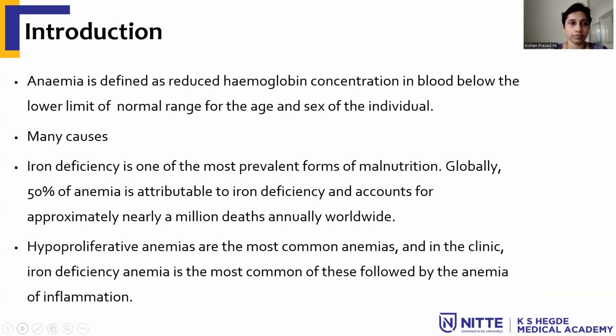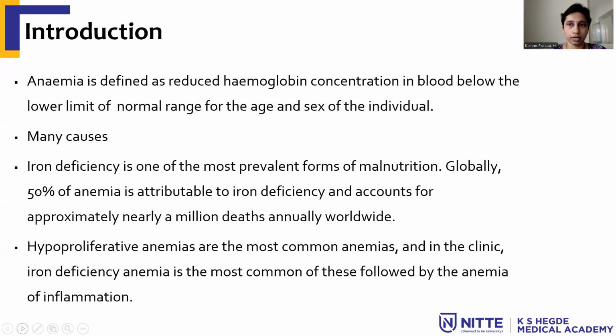So what is anemia? Anemia is defined as reduced hemoglobin concentration in blood below the lower limit of normal range for that age and sex of the individual. There are many causes of anemia. Iron deficiency is one of the most prevalent forms of malnutrition. It accounts for around 50% of anemia worldwide, and it leads to approximately a million deaths annually worldwide.